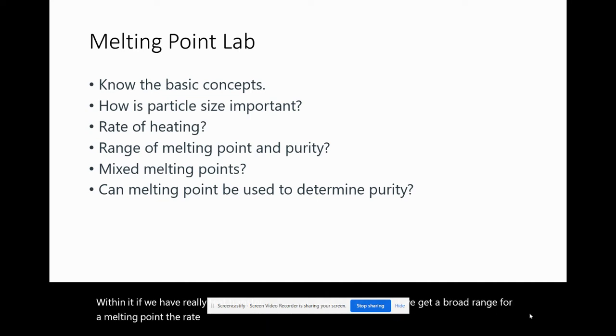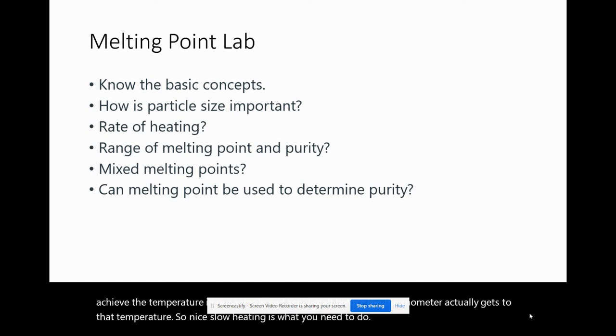The rate of heating is also very important. If we heat too fast, we may actually achieve the temperature in our sample and see it melt before the thermometer actually gets to that temperature. So nice slow heating is what you need to do.